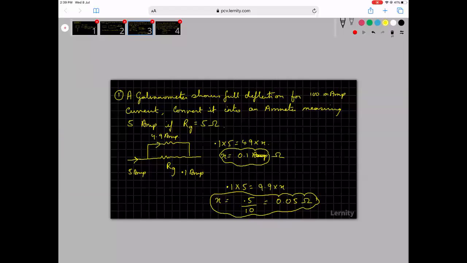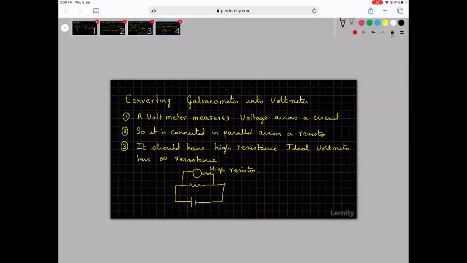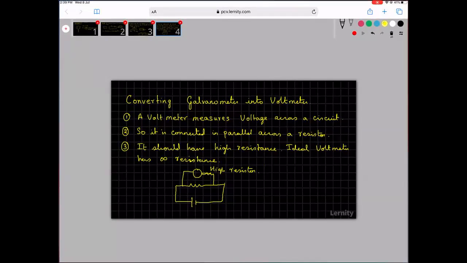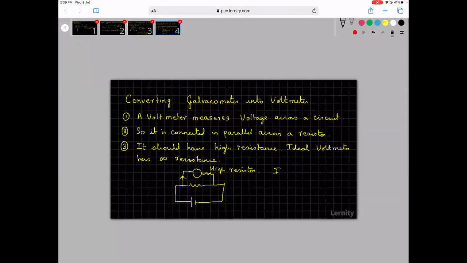Now going back again, when the current is going this way, suppose IG is the current through the voltmeter. So IG into (RG plus RS) must be equal to V, whatever V you are measuring. From here we want to know the value of RS. So RS is equal to V by IG minus RG, where V is the voltage that you are measuring.